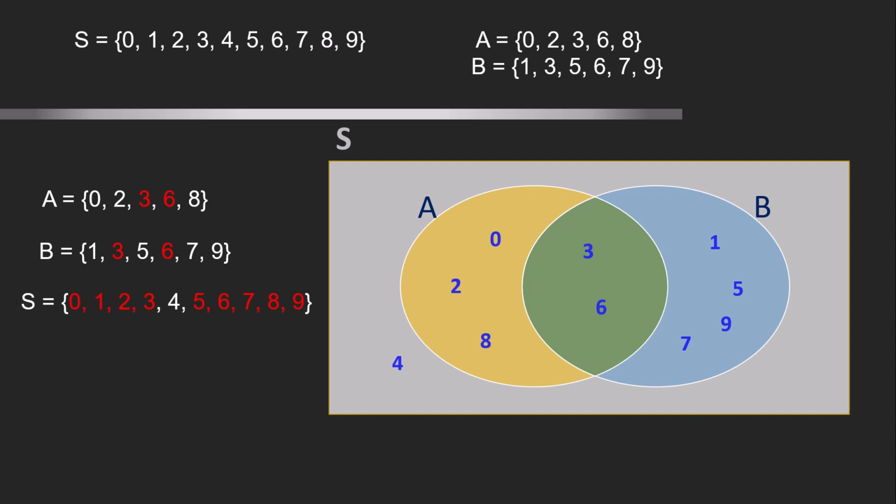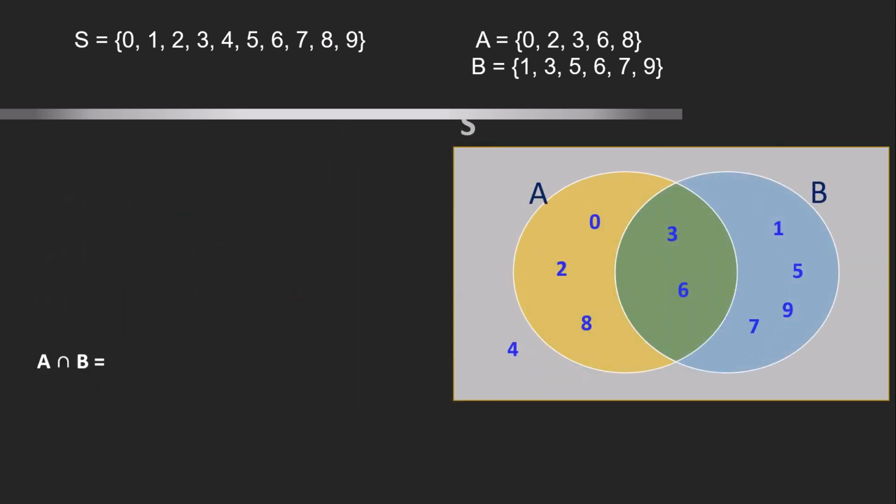Now let me use this Venn diagram to answer some questions. First, A intersection B, or we can say A and B. What is A intersection B? The common elements. What are the common elements? 3 and 6. Therefore, we can write in set notation {3, 6}. That is A intersection B.